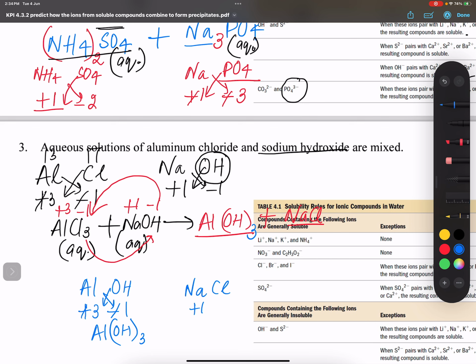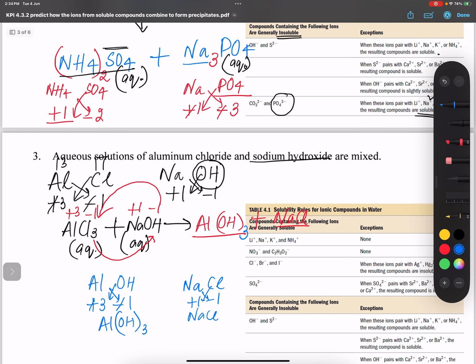So Na is +1, Cl is -1, crisscross. So NaCl. Now I will introduce the balancing. Once you have correctly identified the product, so the formula is correct, now I will take you to the next step, balancing. Once you have correctly identified the product, then balancing is important.